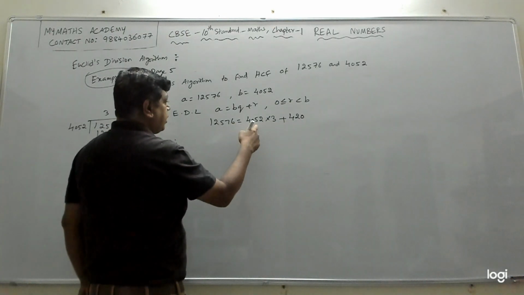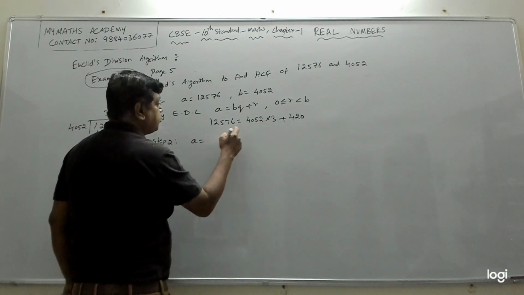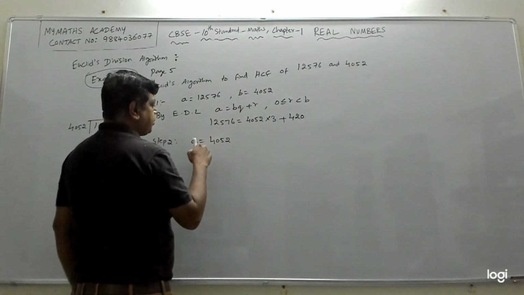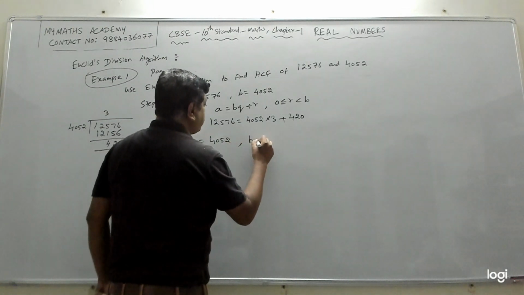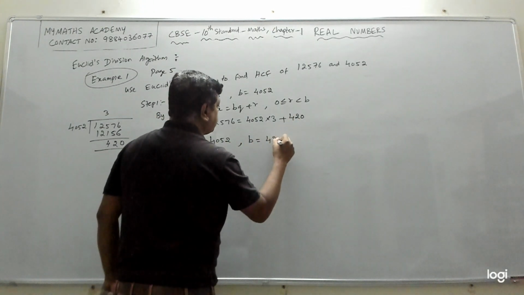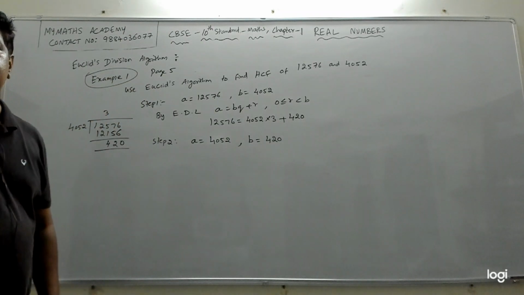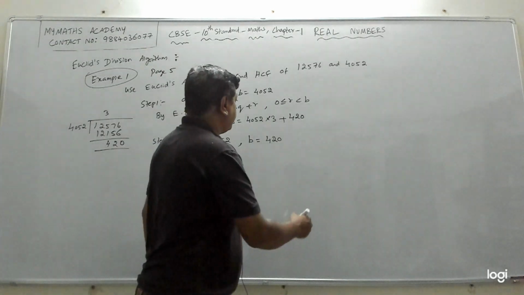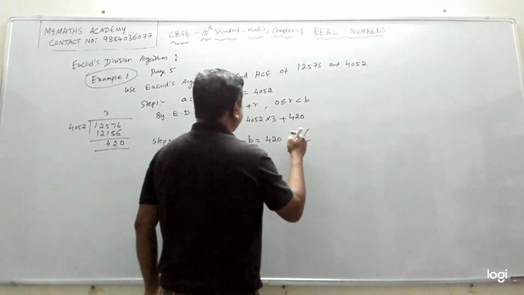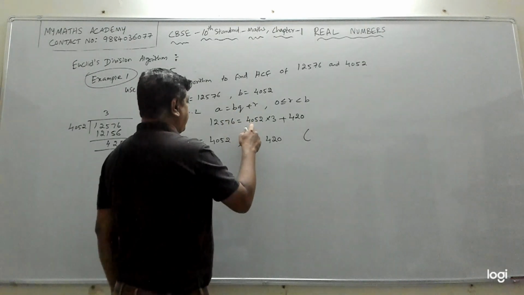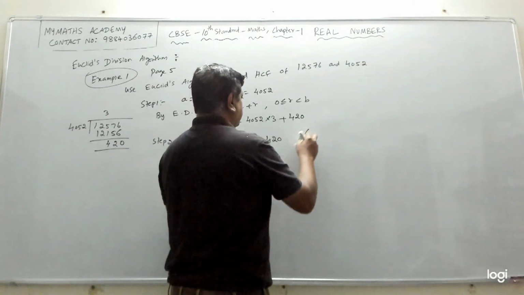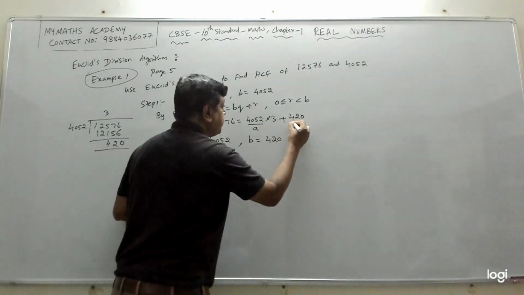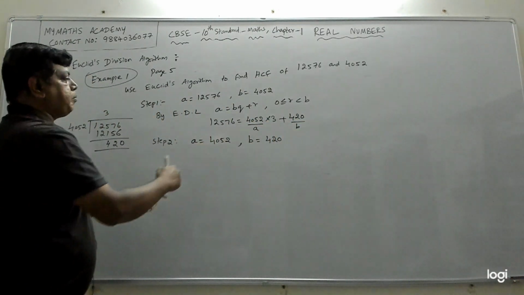Your A will become this number 4052. The B of the previous one will become A, right? And your B will be equal to the remainder R, 420. Are you able to follow this, right? So here what will happen? Your previous B will become the new A. So this 4052 will become A and this will be treated as B for the next step.